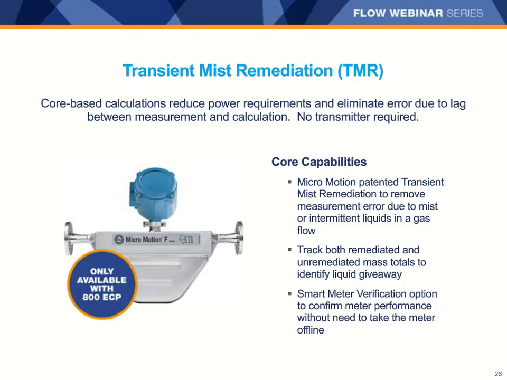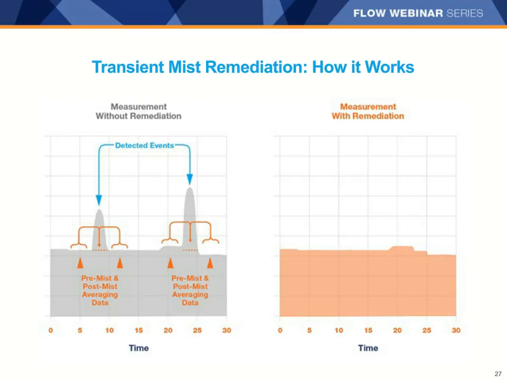So how it works is it tracks the mass flow rate, and again, when drive gain exceeds a certain threshold, it looks at both the gas mass flow rate before the event and the gas mass flow rate after the event, and then interpolates between that before and after flow rate to give you a continuous average during that event period. So if flow rate is higher before the event and lower after the event, it will then actually average those two flow rates and then add back or subtract out the mass difference between the difference in those flow rates before and after the event.